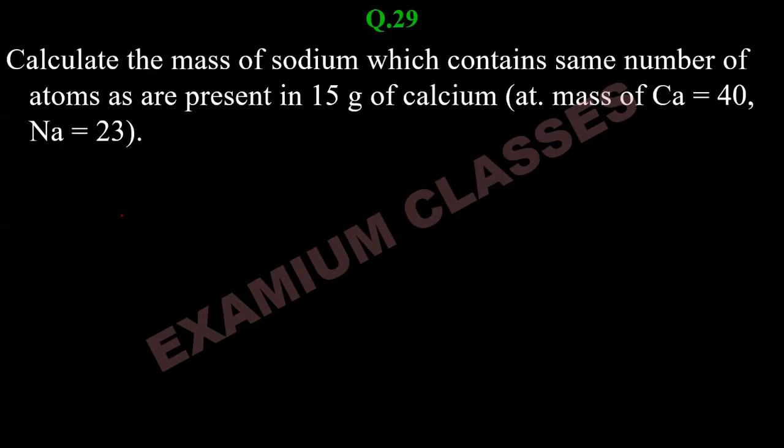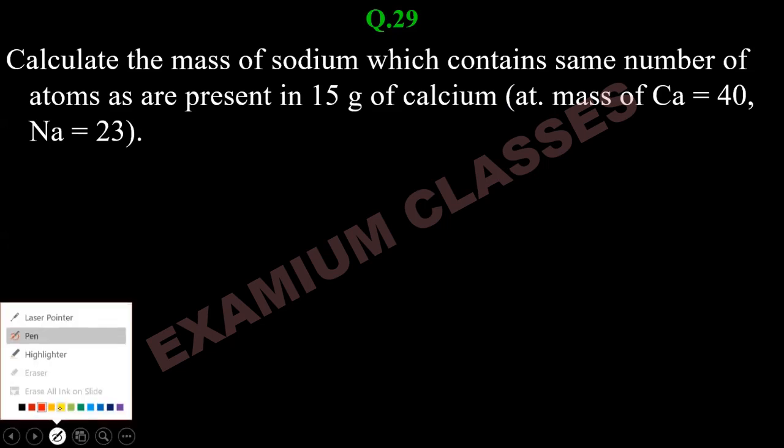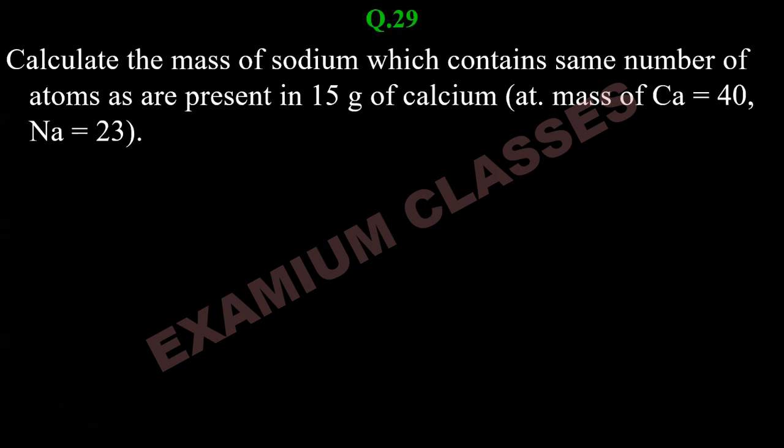Calculate the mass of sodium which contains the same number of atoms as are present in 15 grams of calcium. Both are atomic. Here you can actually get the answer without calculating the number of atoms, because both are in atomic form, calcium and sodium. So their number of moles will also be equal.